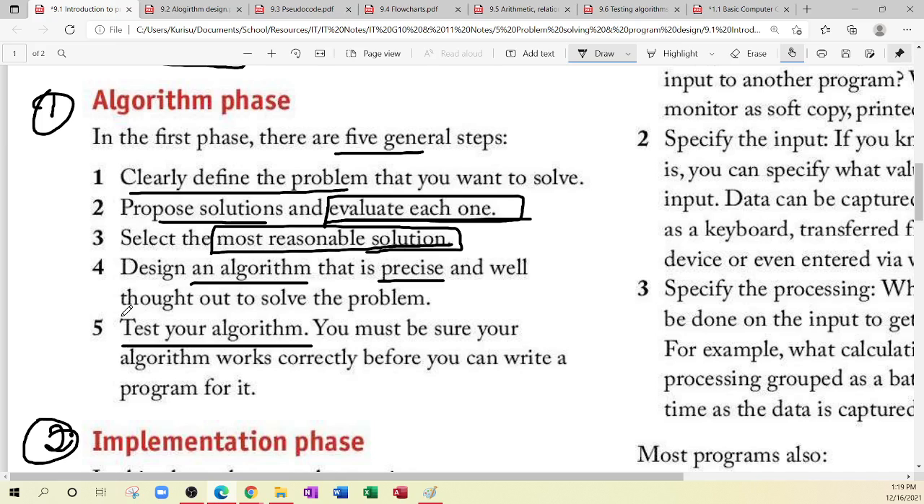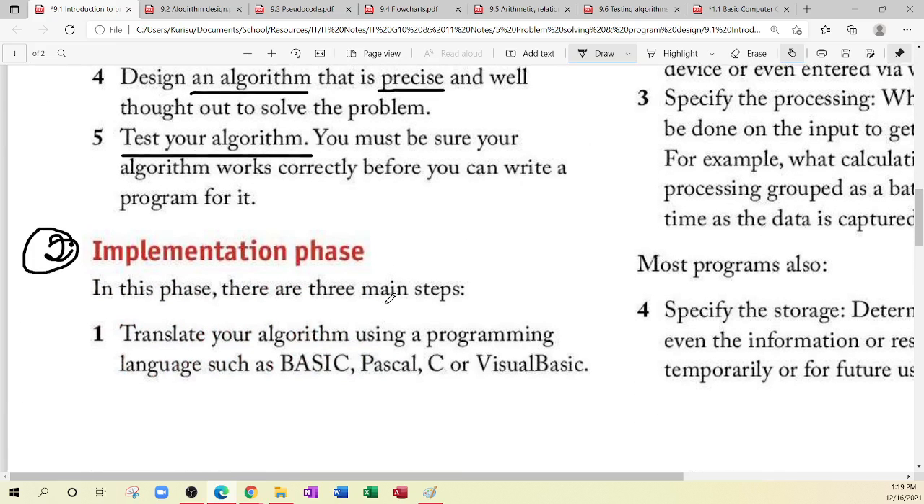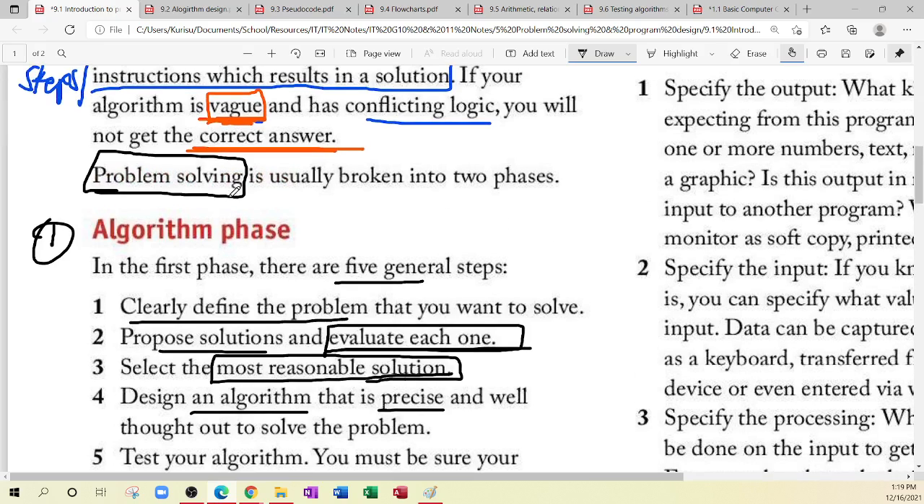Are you guys clear on all that? Yes, sir. Shania and Hadia? Yes, sir.